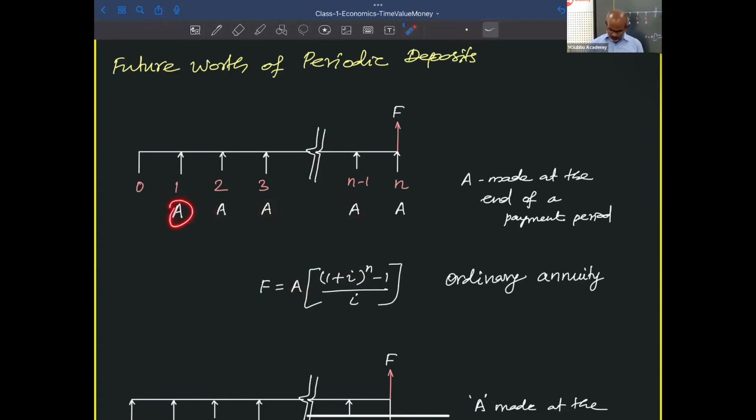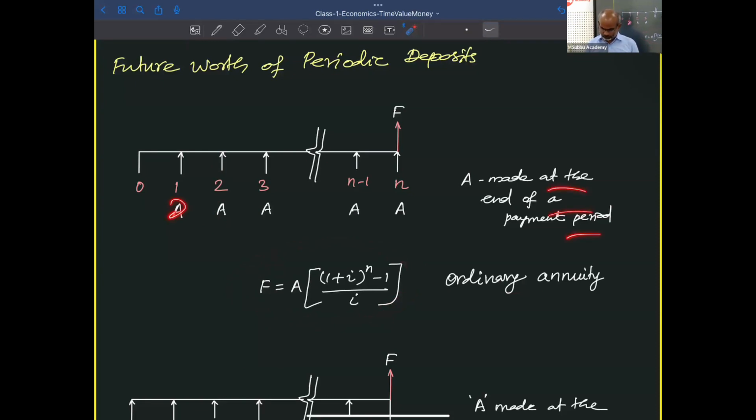Say this first amount is made at the end of the first year. The second A is deposited at the end of the second year. So this is what is called an ordinary annuity. Whatever is available here is for the case of A made at the end of a payment period.